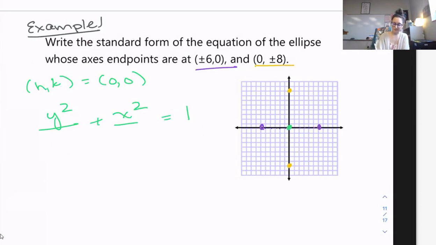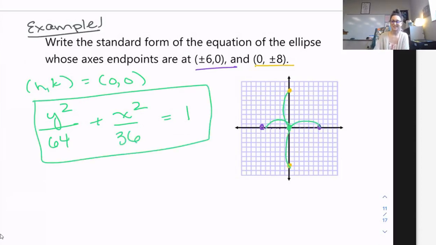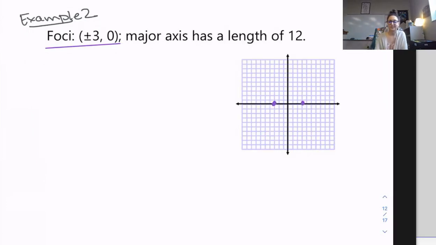Well, for the y's, I've gone plus 8 and minus 8 from the origin to get to the endpoints. So 8 squared is going to be 64, right? And to get to the endpoints of the minor axis, I've gone plus 6 and minus 6 from the center, and 6 squared is 36. So that's it. That's the equation of our ellipse given the two endpoints of the major and minor axes. All right, I'm going to force a pause on your screen. Go ahead and copy example 2 for me.